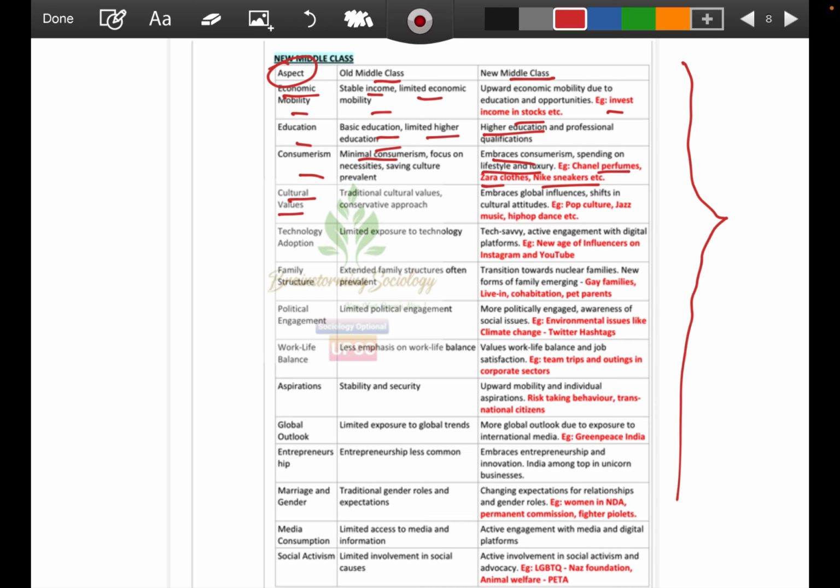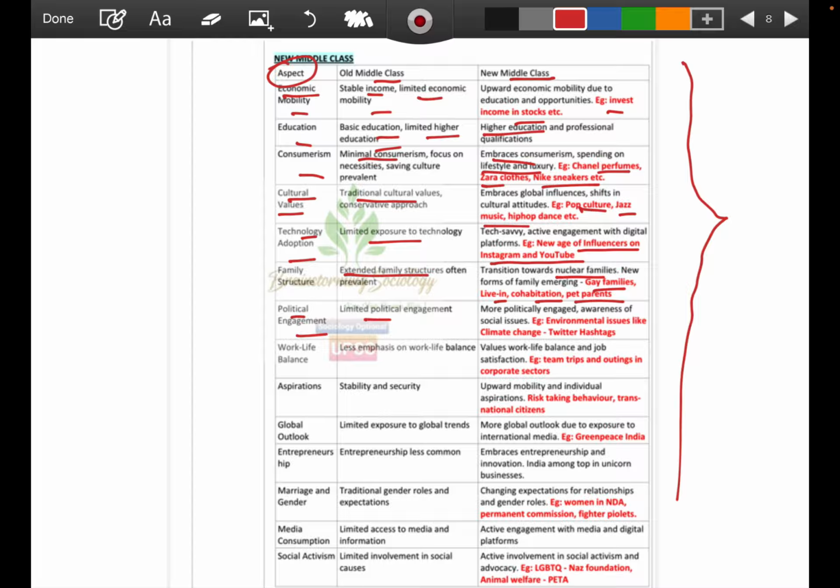Cultural values: traditional cultural values earlier. Now pop culture, jazz music, hip hop dance has already taken an edge. Global influences. Technology adoption: earlier limited exposure. Now all are influenced by influencers on Instagram and YouTube, AI-based influencing and everything. Tech savvy, active engagement. Family structure: extended family structure is now moving towards nuclear families, gay families, live-in, cohabitation, pet parents. This we have already talked about.